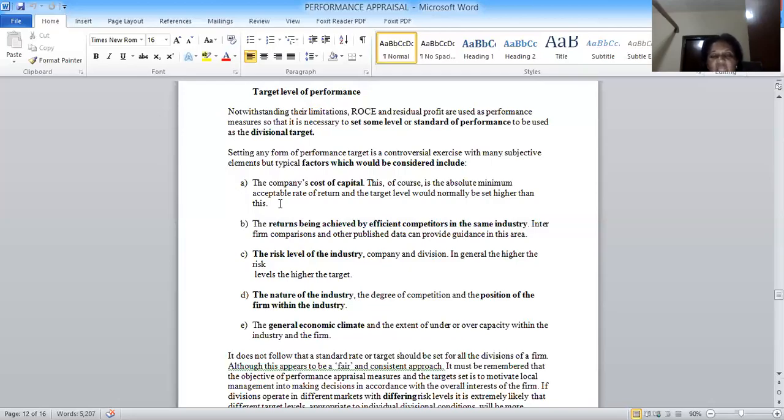Secondly, the returns being achieved by efficient competitors in the same industry. So what are the returns being achieved by people who are your competitors in the industry that you find yourself in as an organization? As a mother organization or central organization, before you can set a target for the divisions, you have to consider your cost of capital as a company. You also have to look at the returns that other competitors you are competing with in the same industry are getting. And that will help you to set your standard or your target.